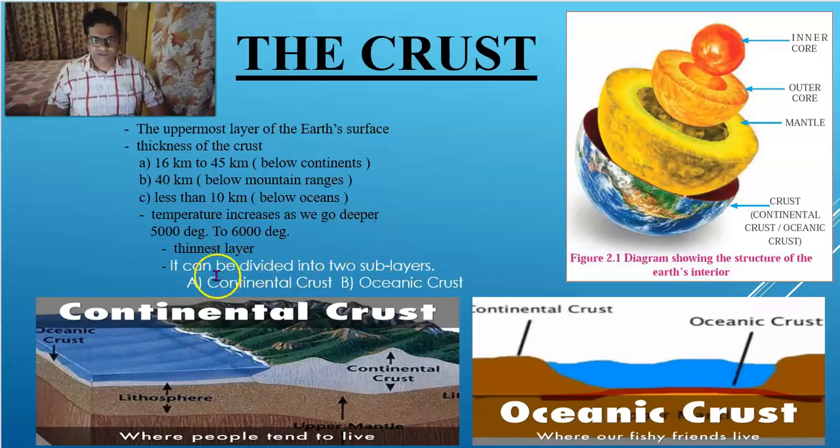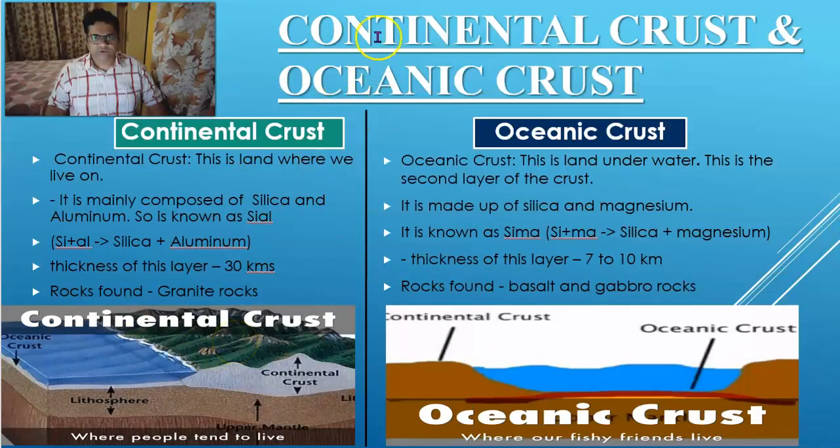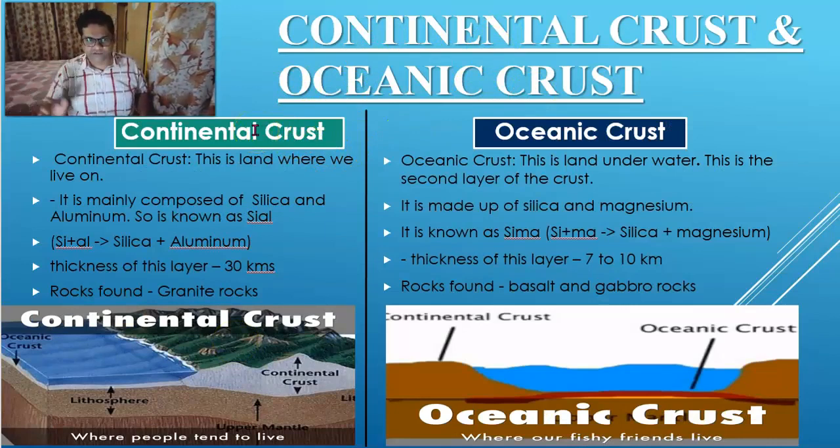Now this crust can be divided into 2 sub-layers: continental crust and oceanic crust. Here you can see the 2 pictures. Continental crust is where people are living, where we are living, and oceanic crust is where the fish are living, basically the sea, oceans. And let's go ahead. Continental crust and oceanic crust. Here you can see the differentiation between the continental crust and the oceanic crust.